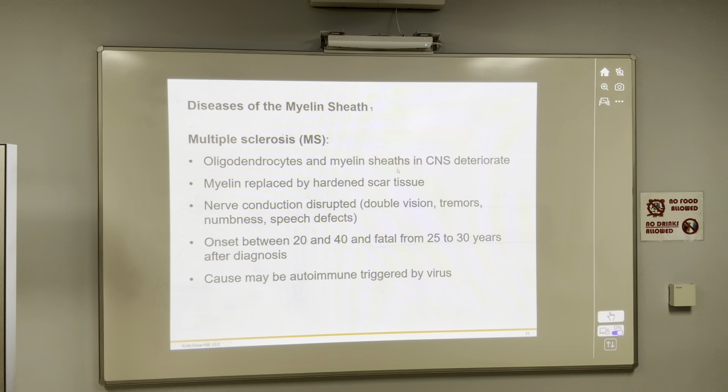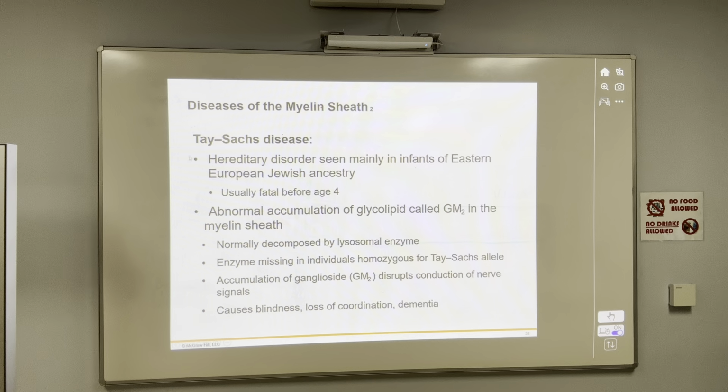Multiple sclerosis, we discussed that. We said that it is the deterioration of the myelin sheath of the oligodendrocytes, and that is because of the autoimmune system. They say that this autoimmune disease is caused by a viral attack. So the virus sets off your immune system to go and destroy the oligodendrocytes. They destroy the myelin sheath and the cells that make the myelin sheath.